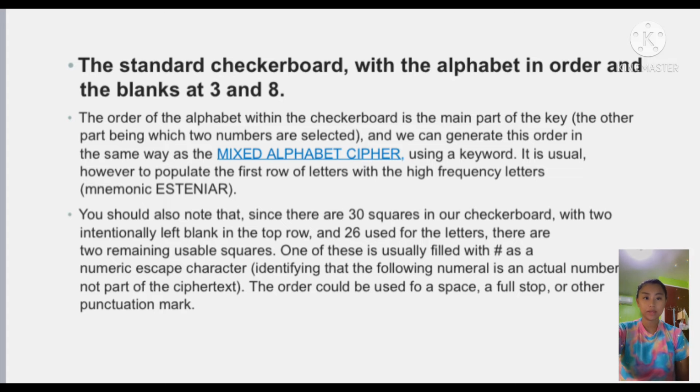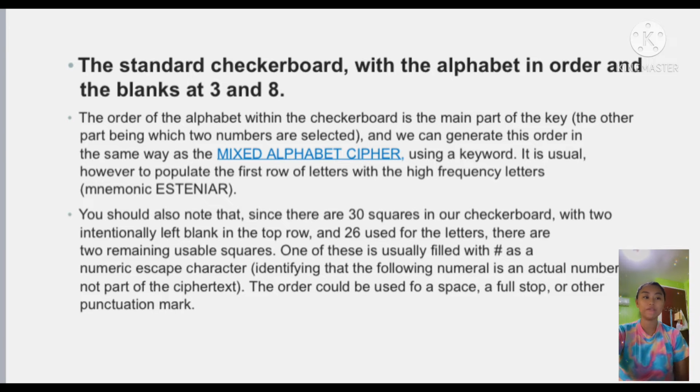The order of the alphabet within the checkerboard is the main part of the key, the other part being which 2 numbers are selected. We can generate this order in the same way as the mixed alphabet, using a keyword. It is usual, however, to populate the first row of letters with the high-frequency letters. You should also note that since there are 30 squares in our checkerboard, with 2 intentionally left blank in the top row and 26 used for the letters, there are 2 remaining usable squares.